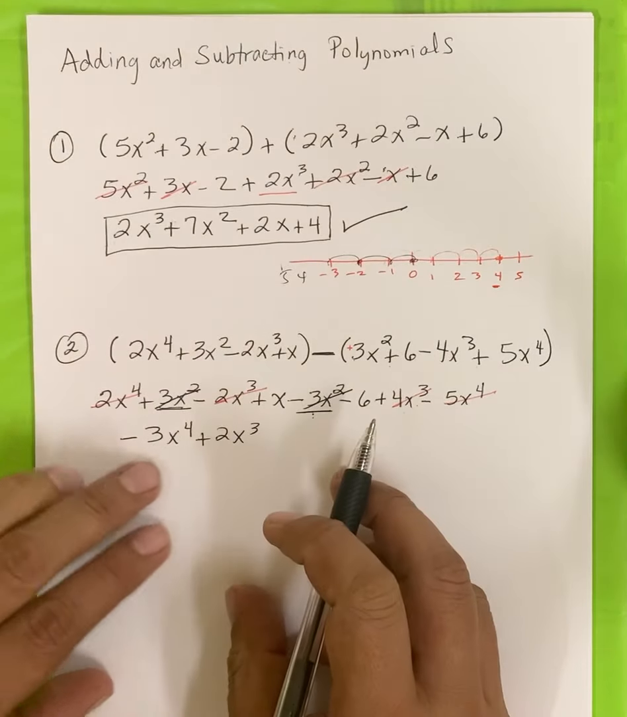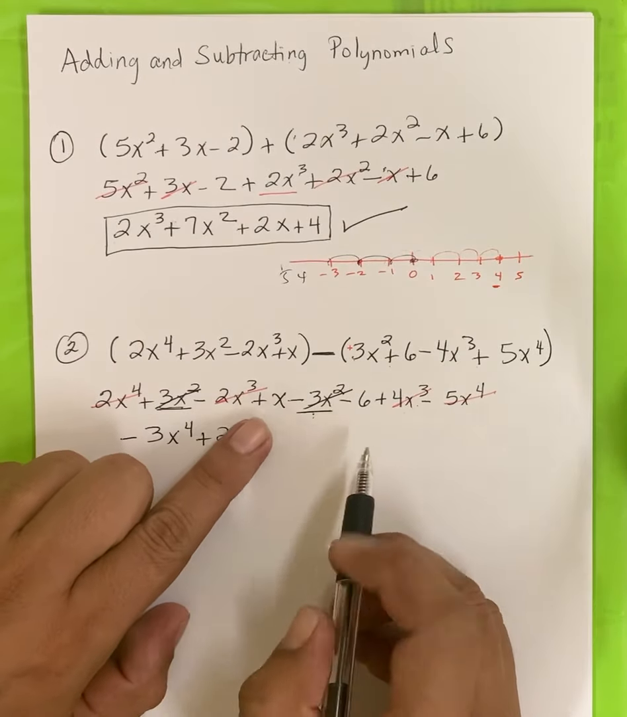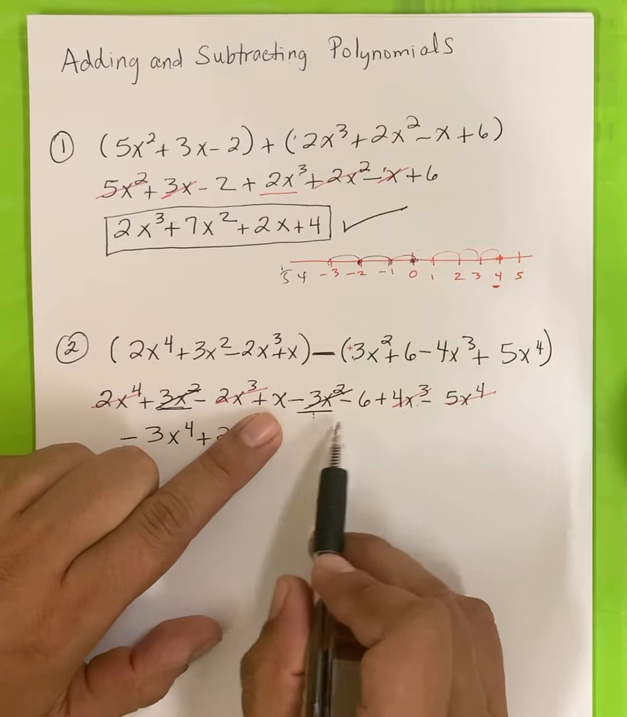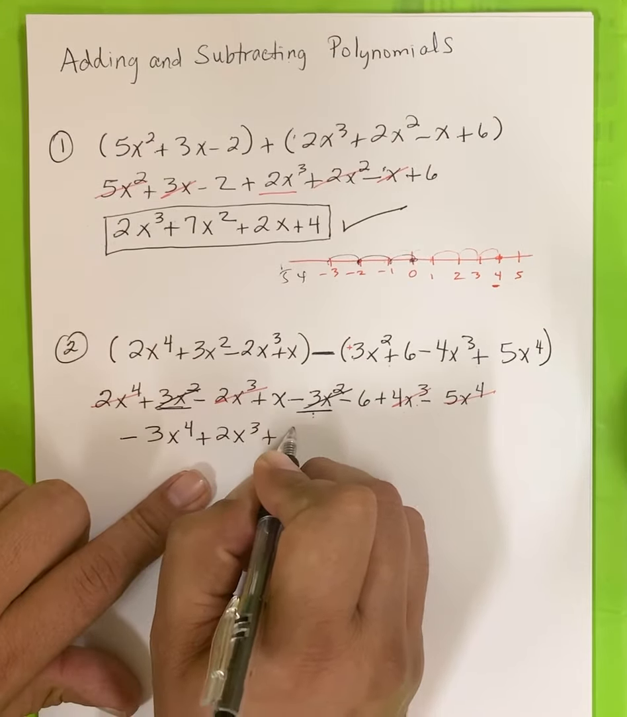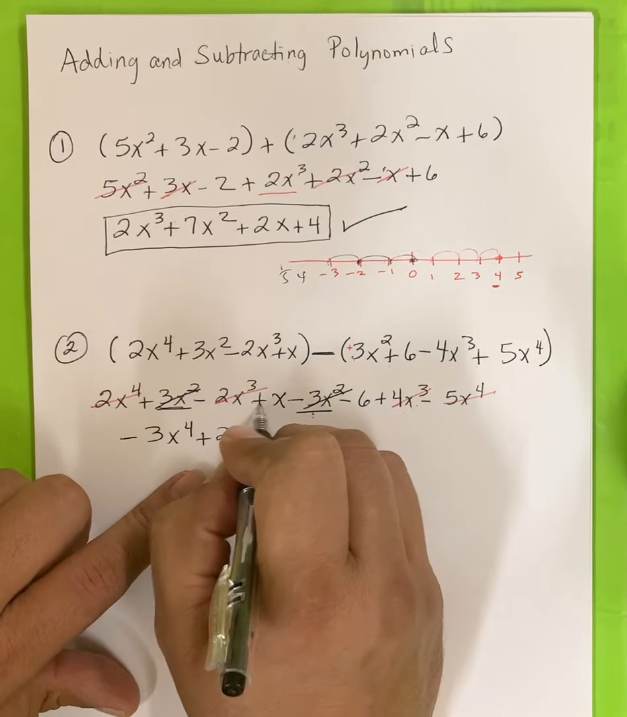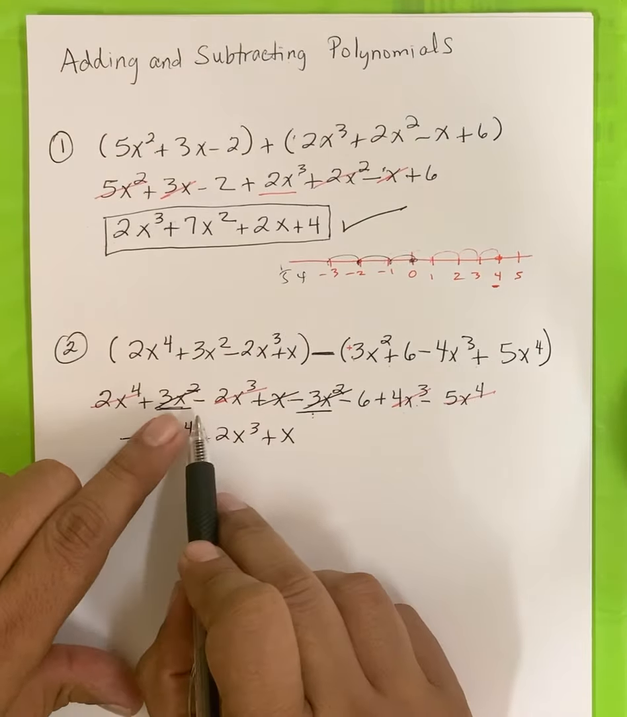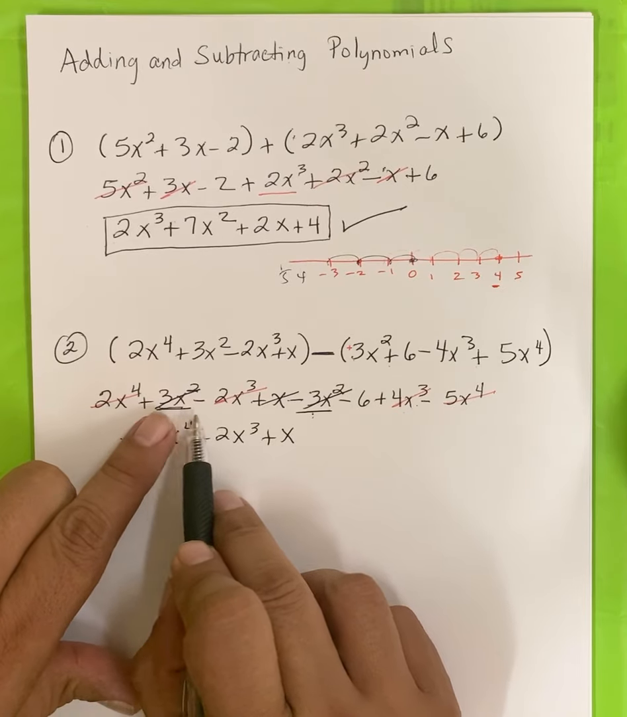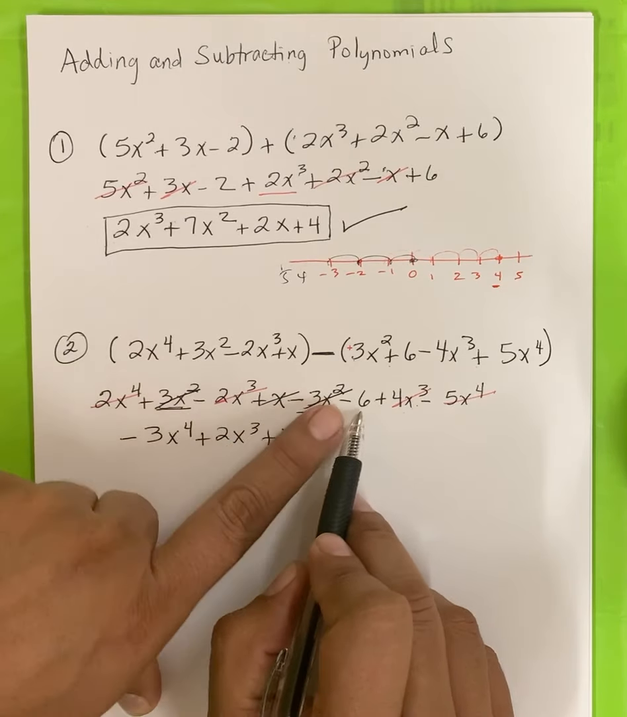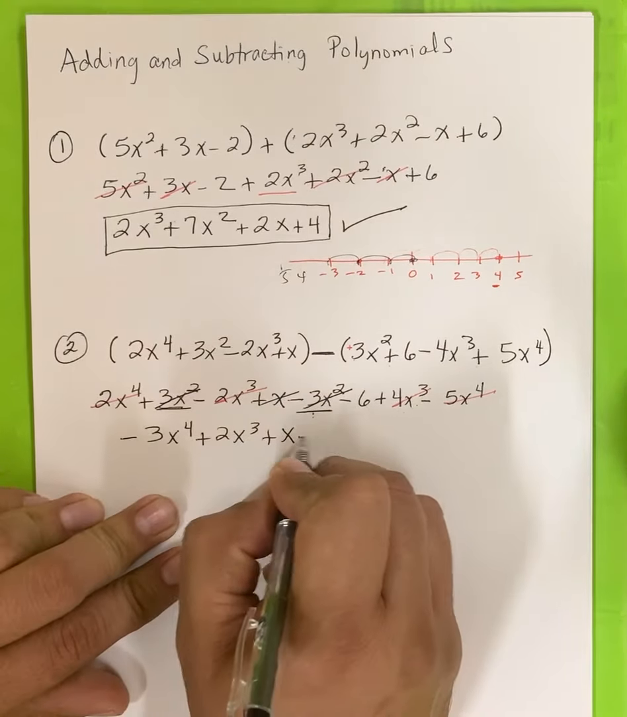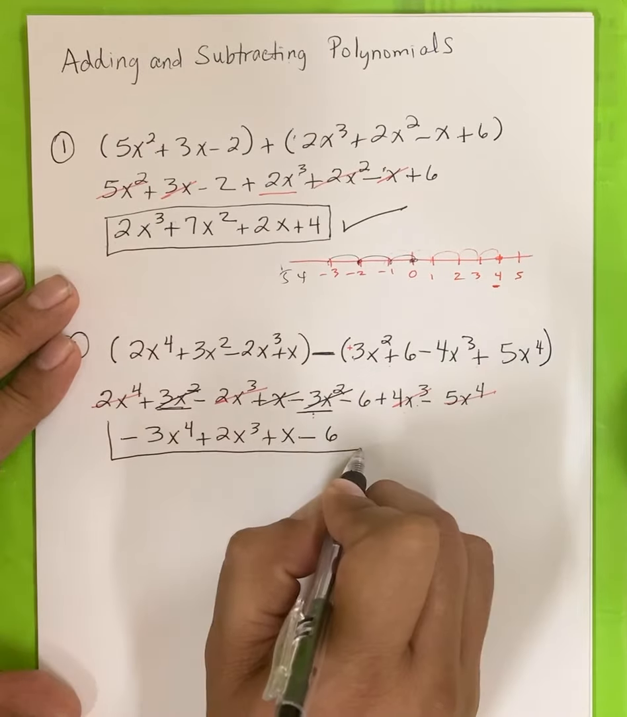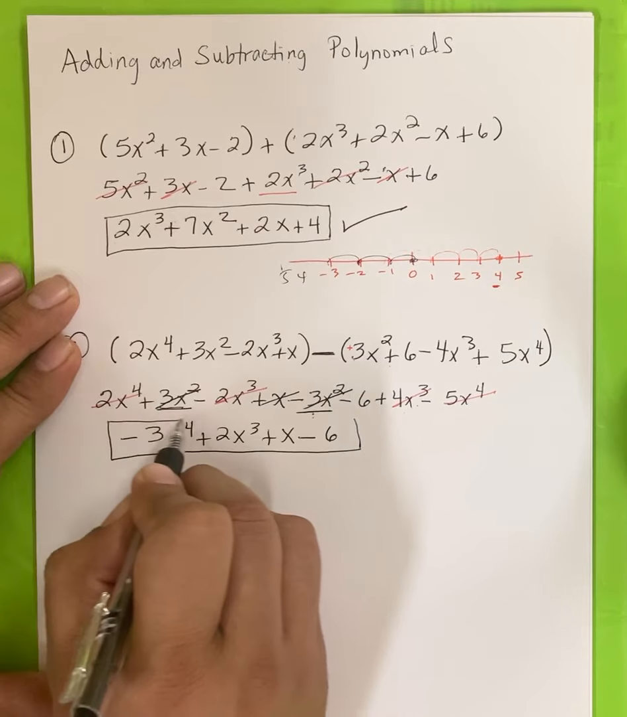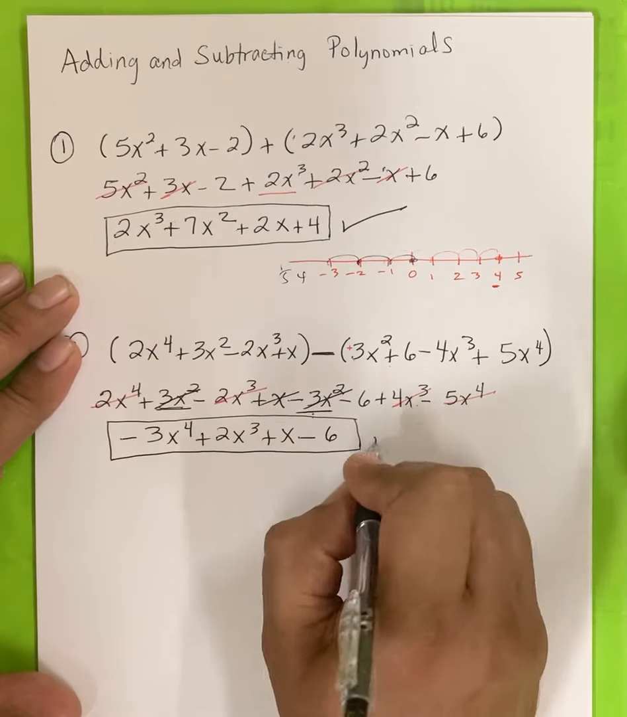Next, okay, what do we have? I have one x here by itself, and that's it. You just bring it down. Plus x. Okay, we're done with this. Do we have any numbers by itself? Yes, we do. Just one. So you bring it down, negative 6. So this right here, students, is the answer to this polynomial up here.